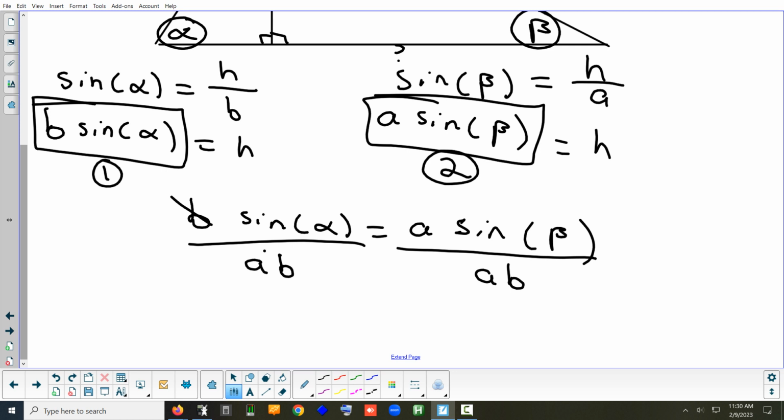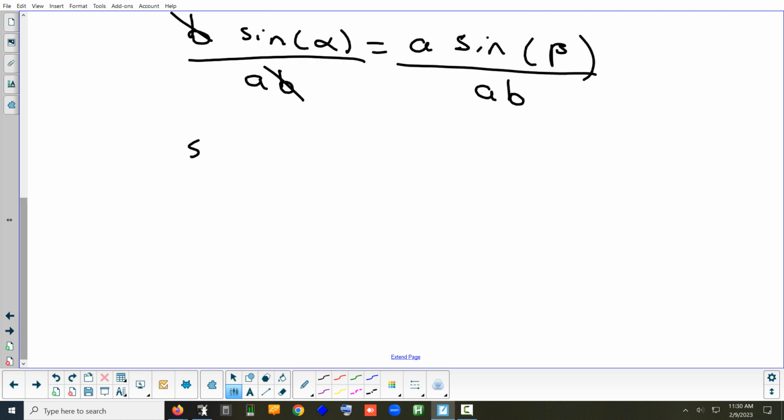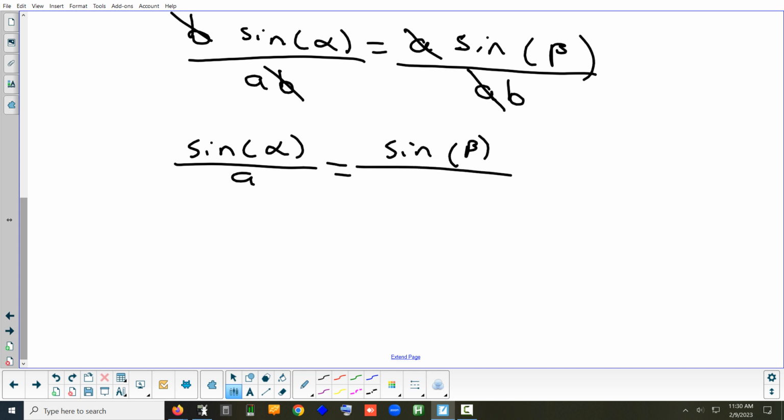So here the B's cancel, and you're left with the sine of alpha over A equals sine of beta over B. And that's pretty much what the law of sines is.